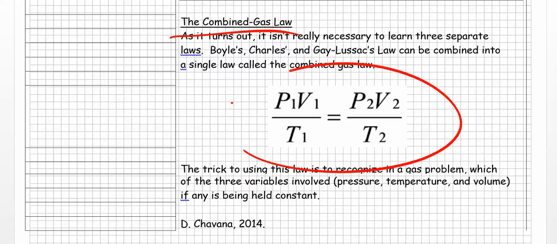Now, that's the combined gas law. But you often will only be dealing with two variables. So for example, if the problem says, well, pressure remains constant.